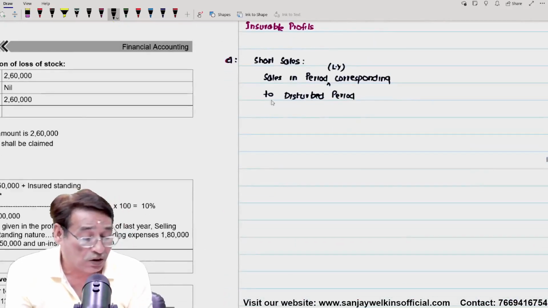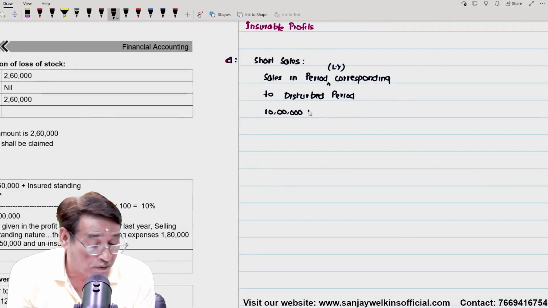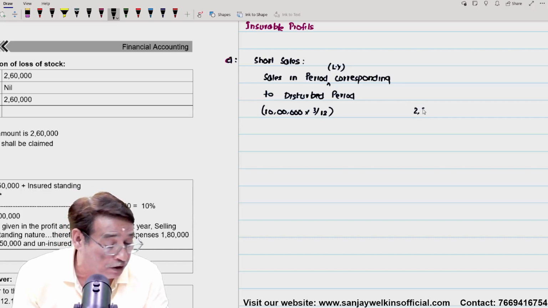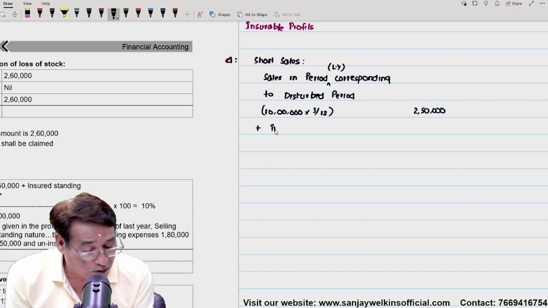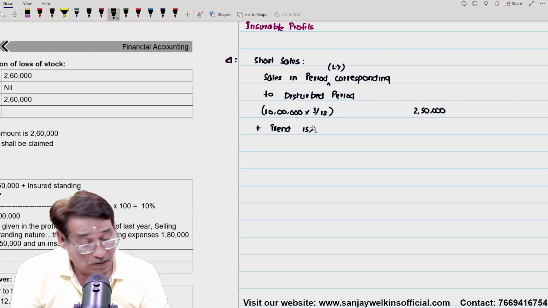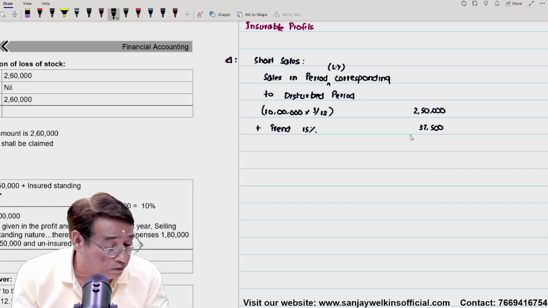Is it clear? That is equal to 10 lakh into 3/12, because your disturbed period is of 3 months. So in the same period last year, your sales must be equal to 2,50,000. Plus trend. Trend is 15%. Now I will apply the trend. 2,50,000 into 15%, that is 37,500. Total is equal to 2,87,500.